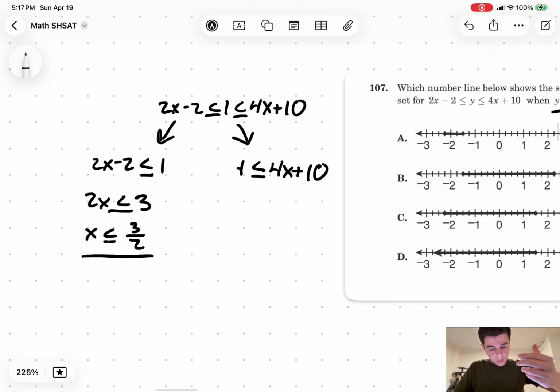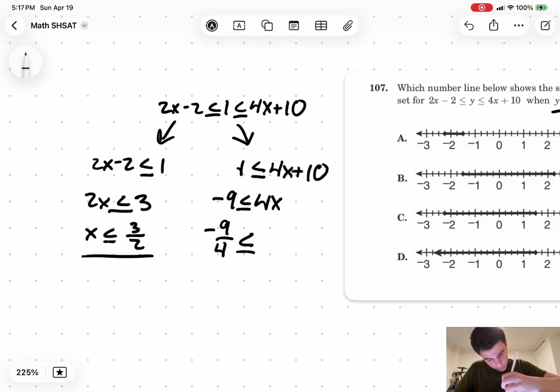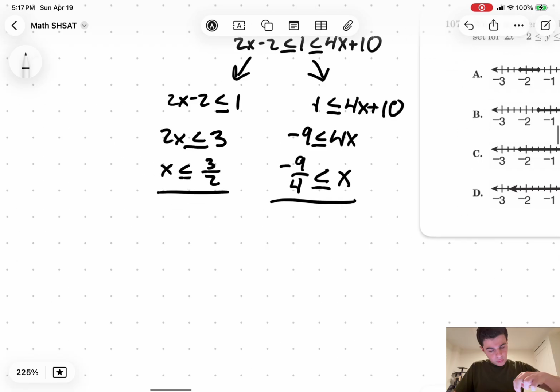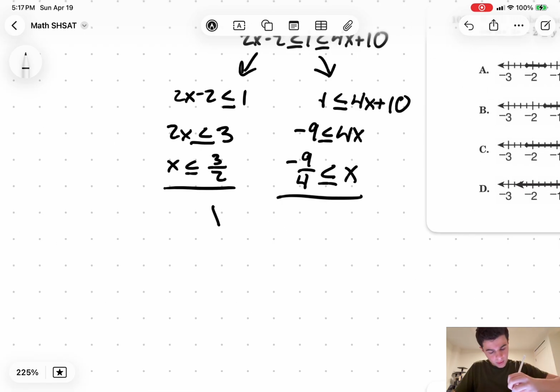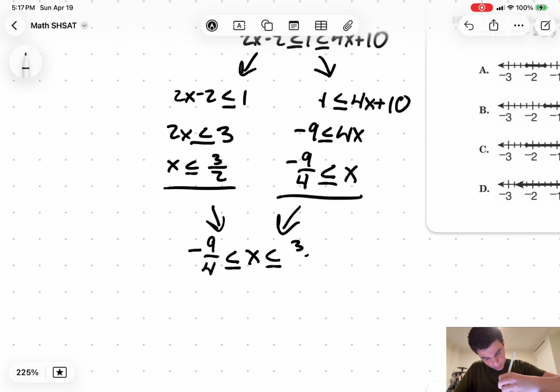And now we have 1 is less than or equal to 4x plus 10. First thing we're going to do is subtract 10 from both sides to get rid of the 10. So we're going to get negative 9 is less than or equal to 4x. And now we're going to divide by 4 on both sides to isolate x. So we're going to get negative 9/4 is less than or equal to x. So now we have our two parts. We can recombine this to say negative 9/4 is less than or equal to x, which is less than or equal to 3 halves.